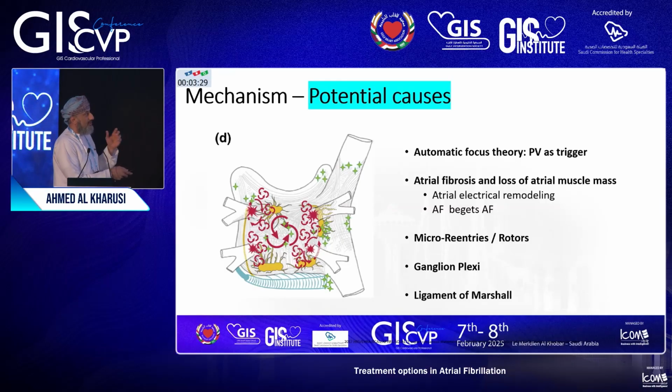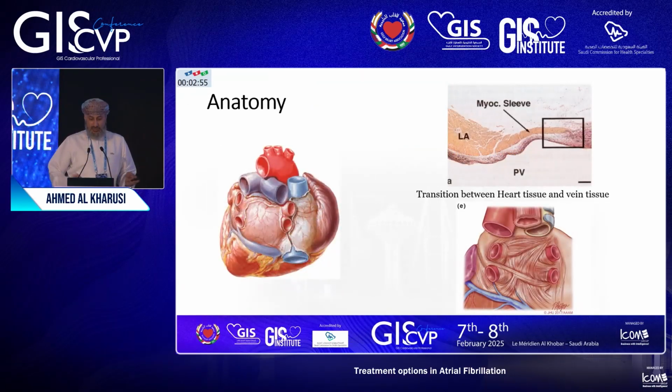Some doctors think the pulmonary vein is the source of atrial fibrillation. Some believe that it is mitral re-entries, and they call it rotors. Some think it is from the ganglion plexi. Some think it is from the ligament of Marshall. That's why each doctor will ablate in different places. But as a rule of thumb, most of them will start with the pulmonary vein as the source of atrial fibrillation, and they will go to the pulmonary vein and isolate it.